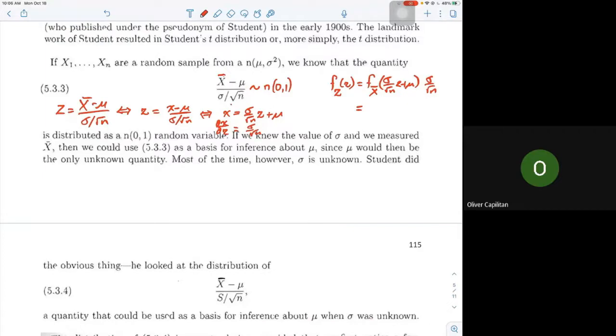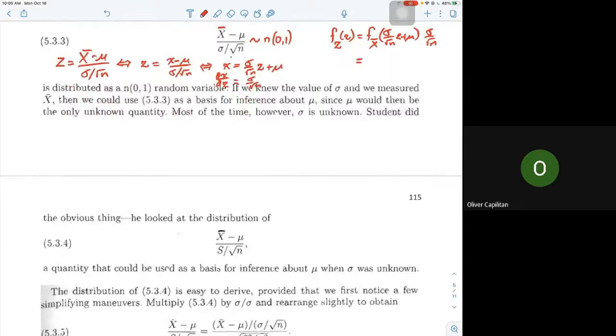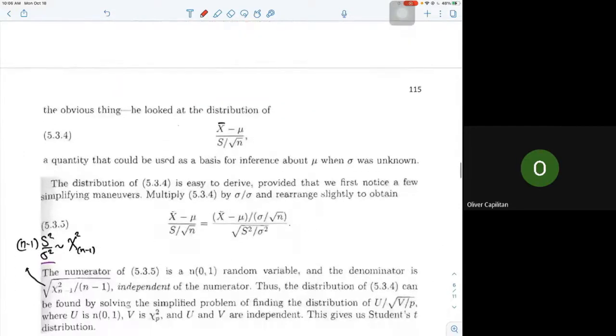Now for this particular expression, our sigma is known. If sigma is unknown, we can look for the distribution of this random variable, x bar minus mu over s over square root of n. This would be a quantity that could be used as a basis for inference about our population mean mu when our population standard deviation is unknown.